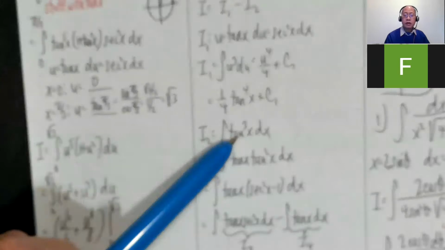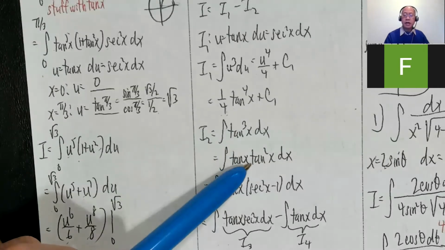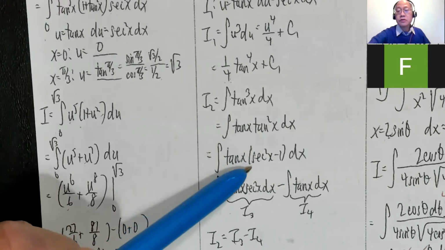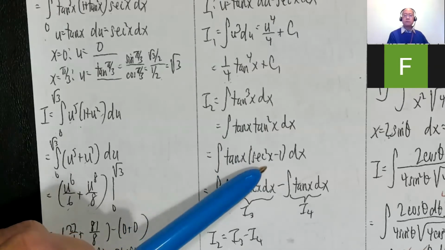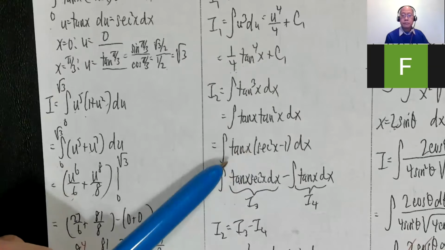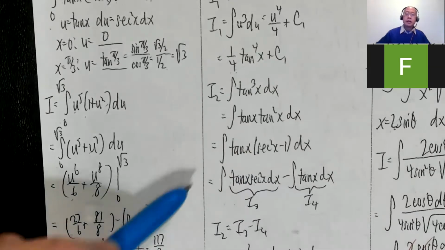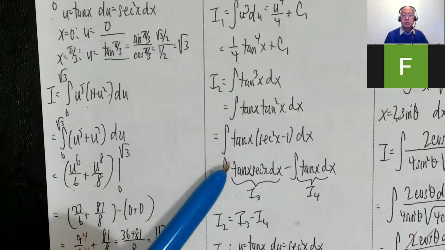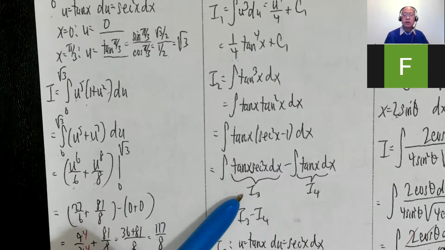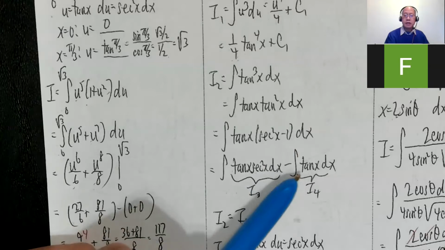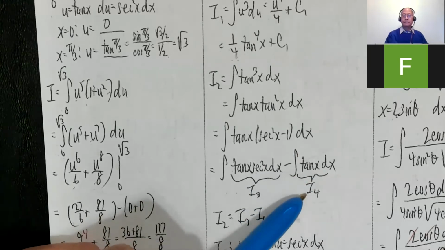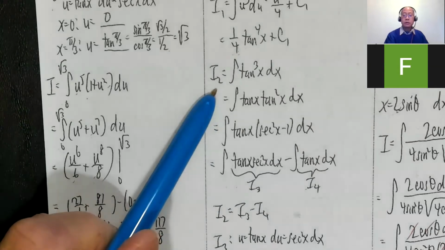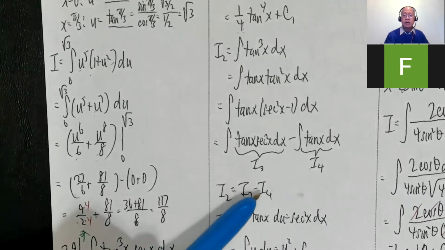Okay, now how do I do I2? Tangent cubed. Why not work it out just like the other one? Break it into a tangent times tangent squared. Okay, and then change tangent squared to secant squared minus 1 once again. And then I distribute. And yes, I'm breaking up the integral. The integral of a difference is a difference of the integrals. You're allowed to split it into two. So this gives me the integral of tangent x secant squared x, which I'm now calling I3, minus the integral of tangent x, which is I4. So this is all I2. So I2 is I3 minus I4.